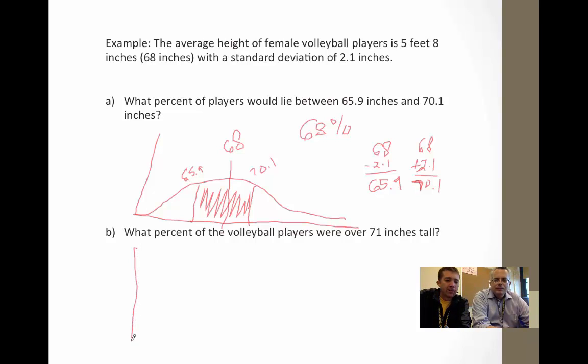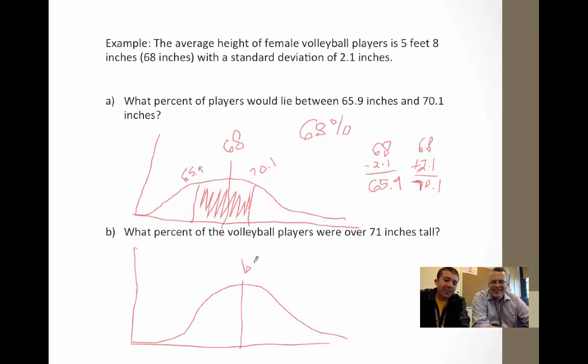Okay, so now here we have our bell curve again. Different bell curve, but it's the same data. Here we've got our 68. Now we want to know what percent of the players are over 71. Our 70.1 was one standard deviation away, so this looks like a little under 1.5 away. So this one isn't the empirical rule. There's no fast way to do this because we want the area under here, greater than 71.